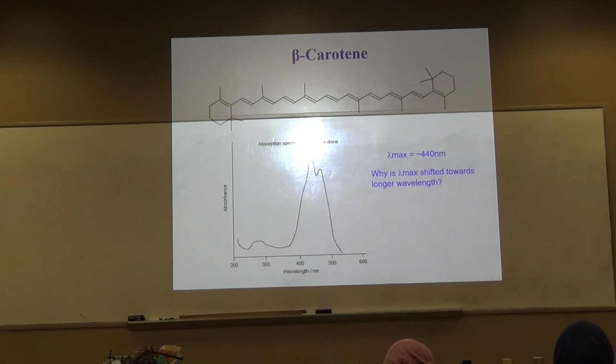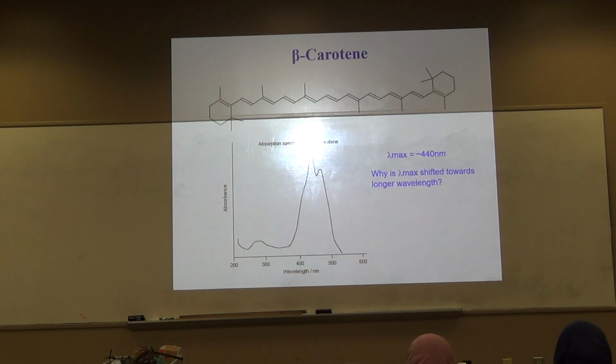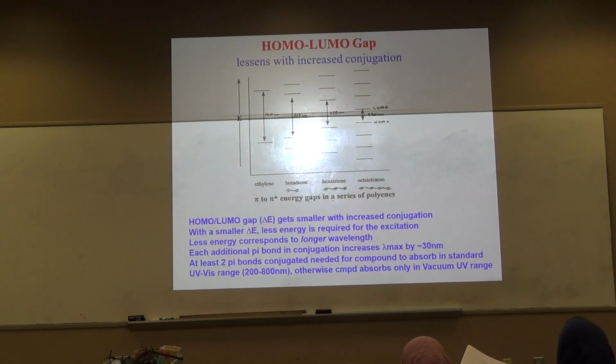Did you predict what color your product would be? Yes, we're going to get there. Okay? Why is beta carotene orange and not green or yellow? We'll get there. First off, why is it shifted towards longer wavelengths? It has to do with conjugation. Okay? Here we go.